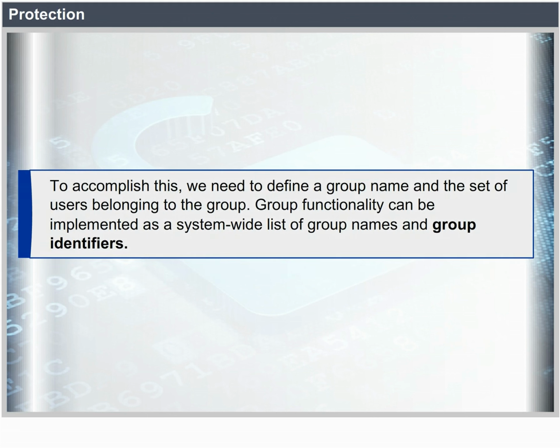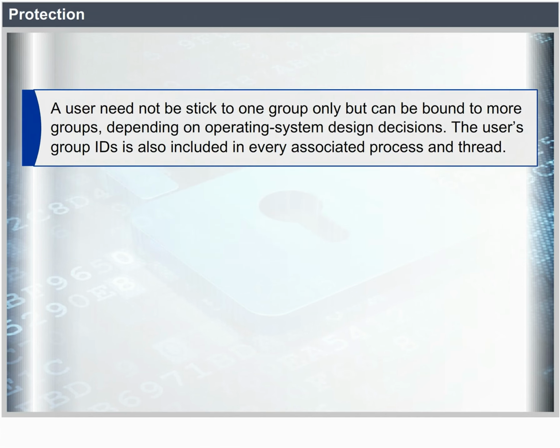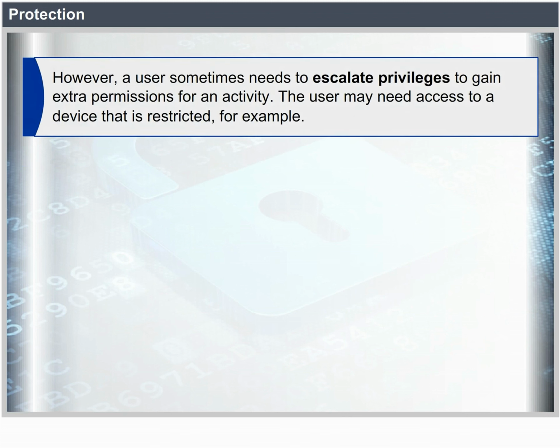Group functionality can be implemented as a system-wide list of group names and group identifiers. A user can be in one or more groups depending on operating system design decisions. The user's group IDs are also included in every associated process and thread. In the course of normal system use, the user ID and group ID for a user are sufficient. However, a user sometimes needs to escalate privileges to gain extra permissions for an activity.